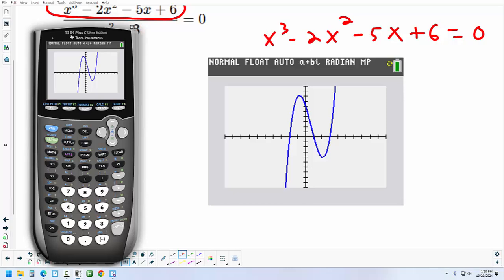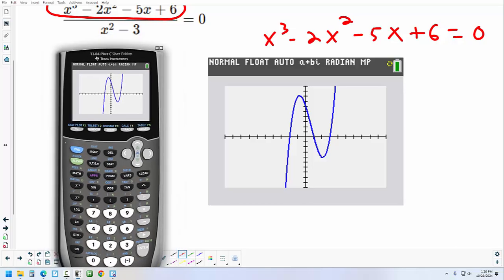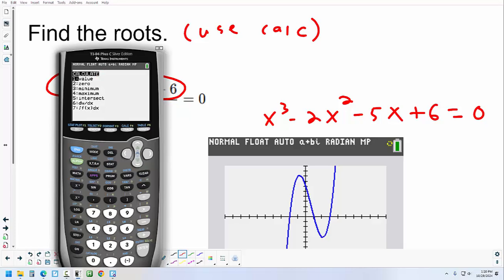But what do we press to find them exactly? Is it second calc? Second calc, and then which option? Intersect? 0. Yep, we're finding the roots, which means we're finding the zeros. To do an intersect, you have to draw two things on the screen at the same time and see where they cross. We only have one thing drawn on the screen.